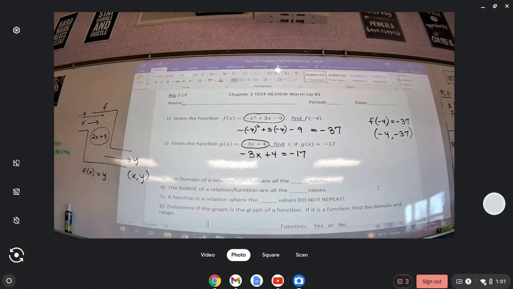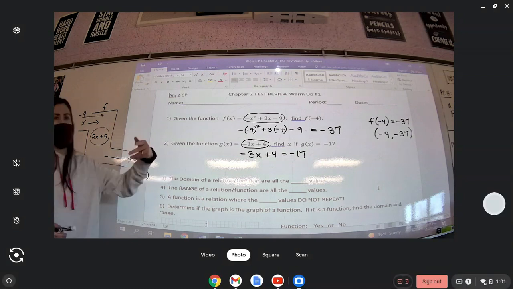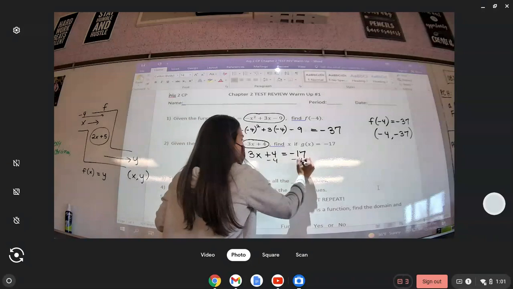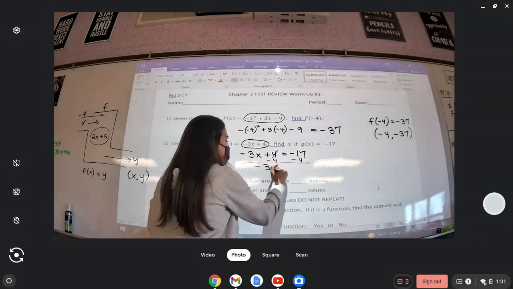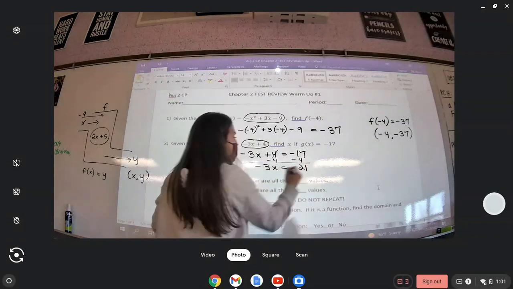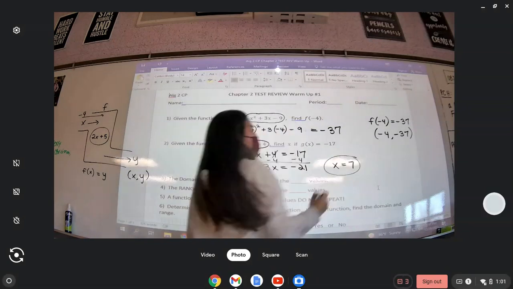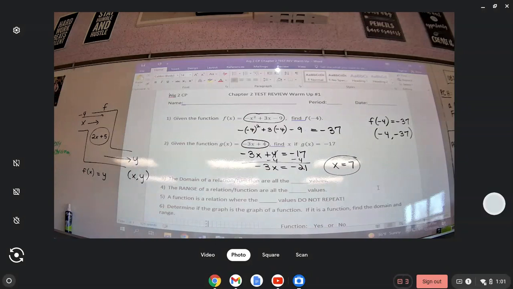This got a lot of you on the quiz because you're just going through the motions and you're like, oh yeah, negative 17, I'll plug it in. But it's not an input, it's an output. So now you have to set it equal and solve. And now luckily that's pretty easy. Everybody get x by itself. And you end up finding out that x had to be who to make that true? 7. X had to have been a 7 that went into that function to make negative 17 come out.